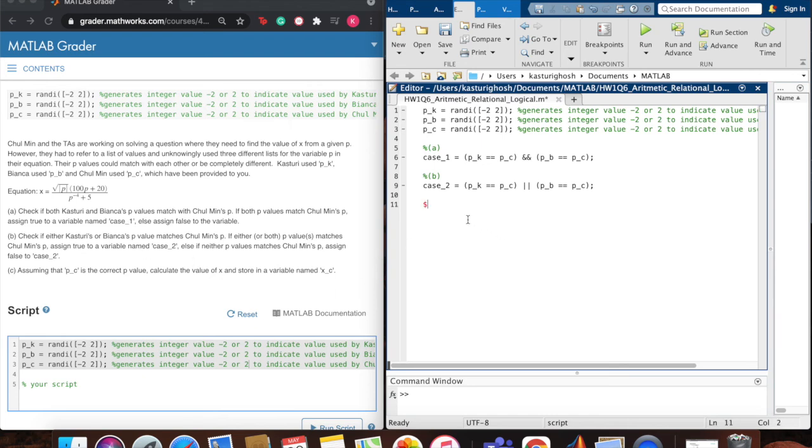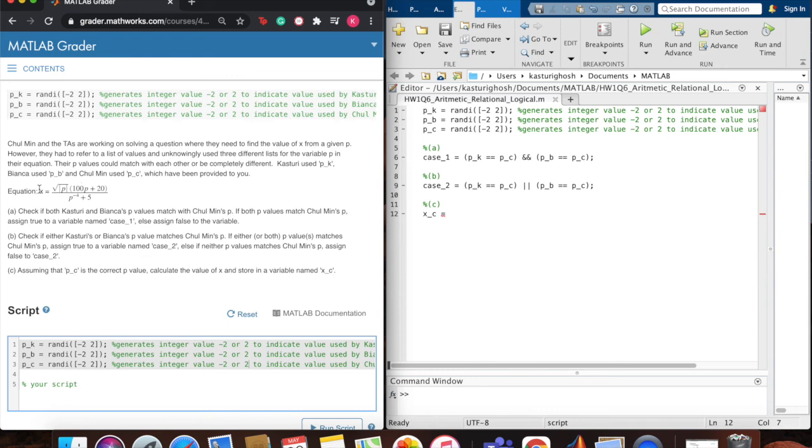Moving on to part 3. Assuming that PC is the correct p-value, calculate the value of x and store it in a variable named xc. So the variable I need to store my value in is xc. I'm going to write xc right here. I have been given the equation for x right here.